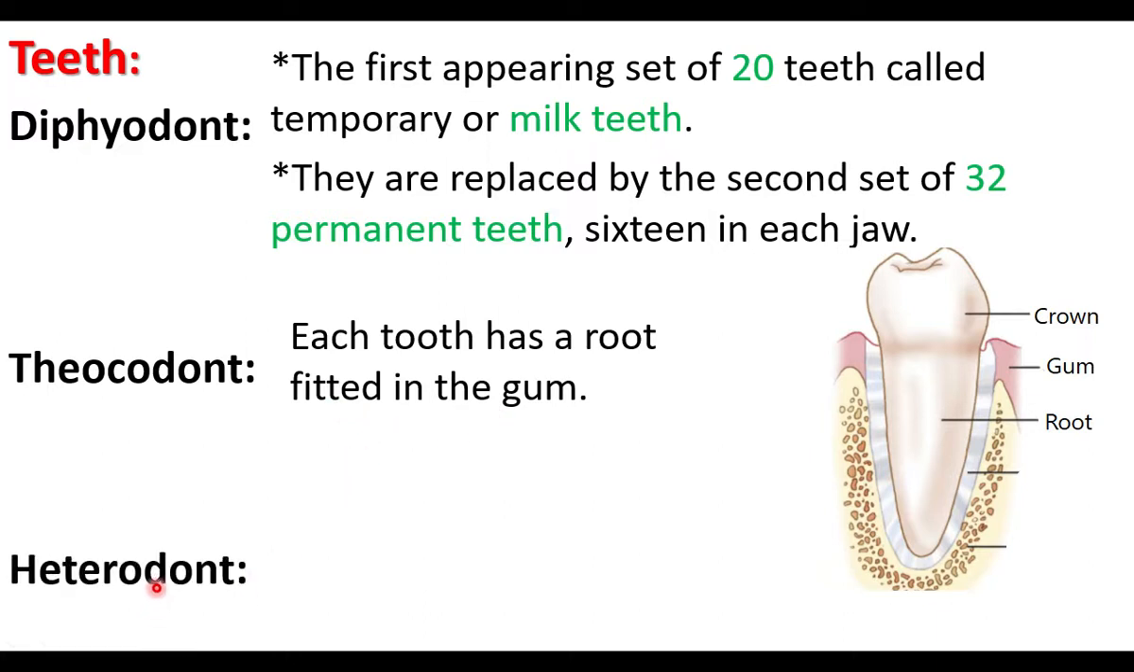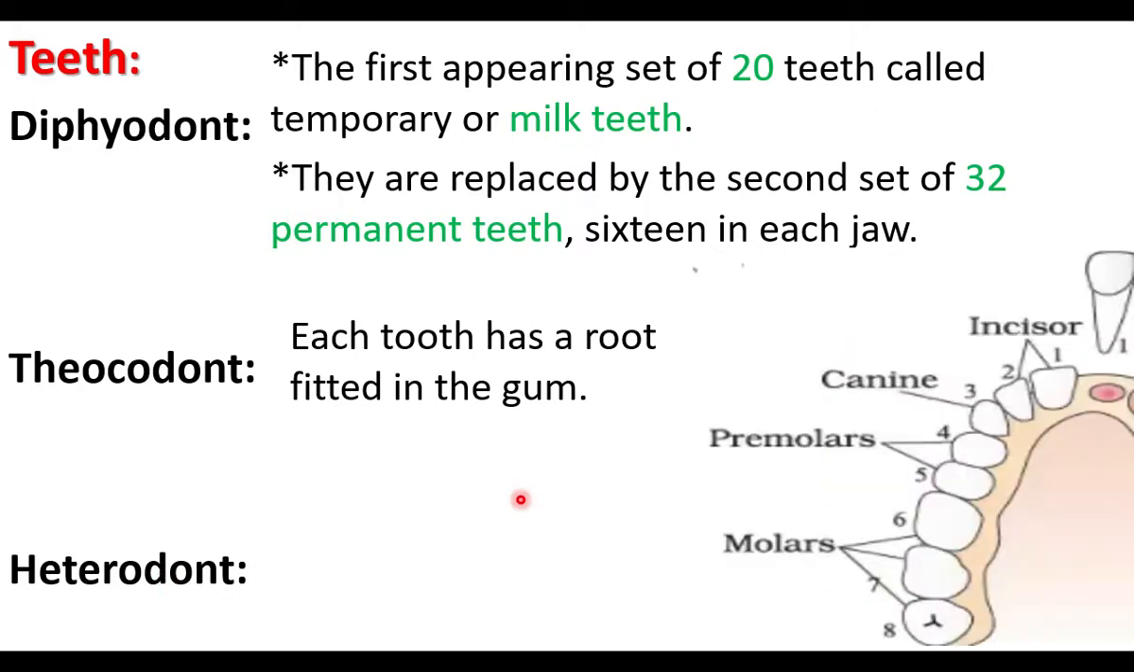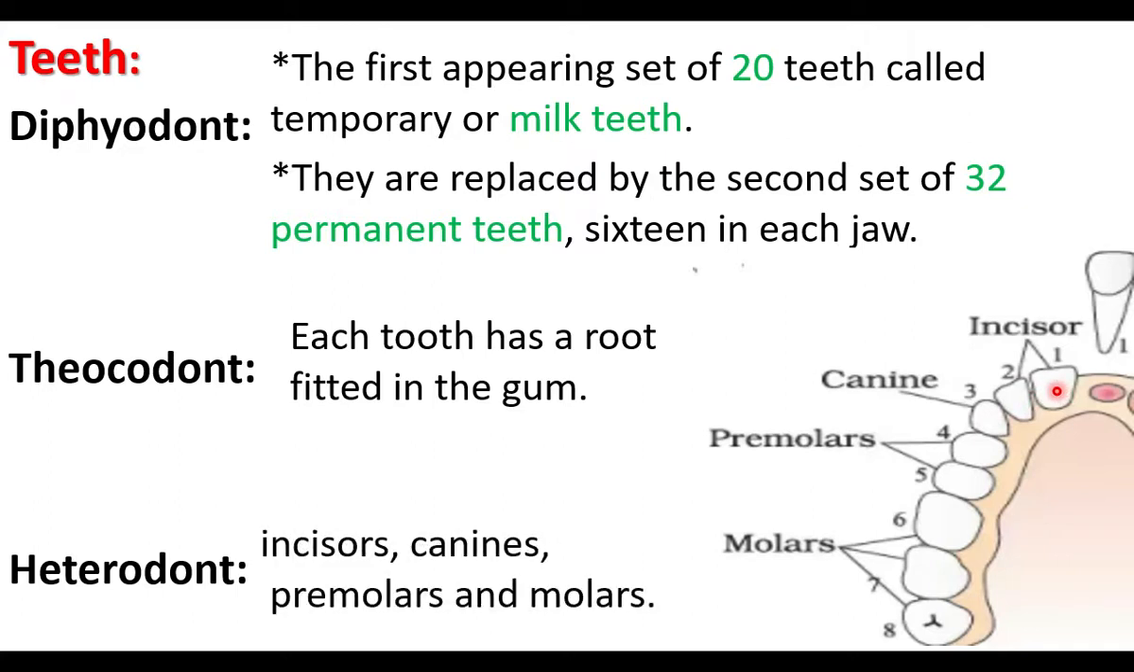Hetero means different. We have 4 different types of teeth. This condition is called heterodont. We have incisors at the front, the canine at the corner, followed by premolars, and at the end molars. Molars and premolars are grinding teeth. Canine is used for tearing. Incisors are used for cutting the food. Incisors, canine, premolars and molars are the 4 types of teeth in humans.